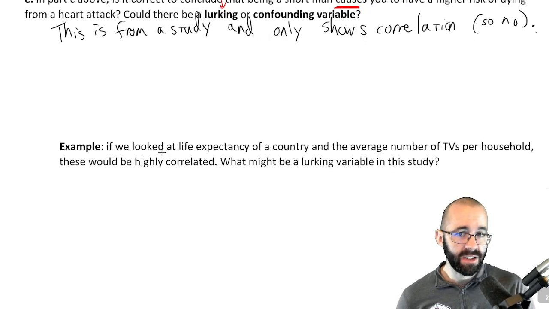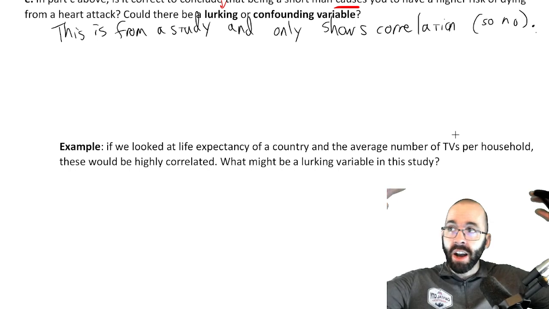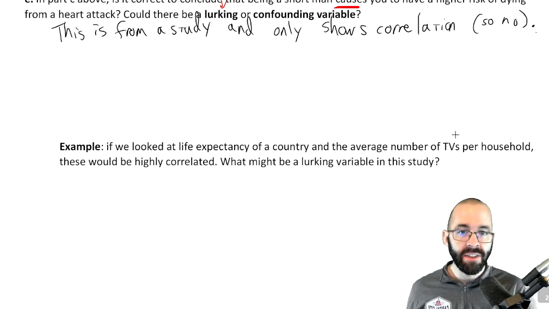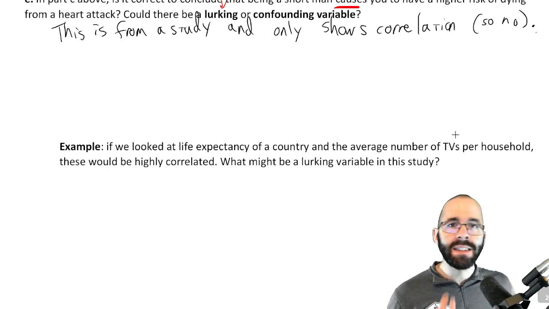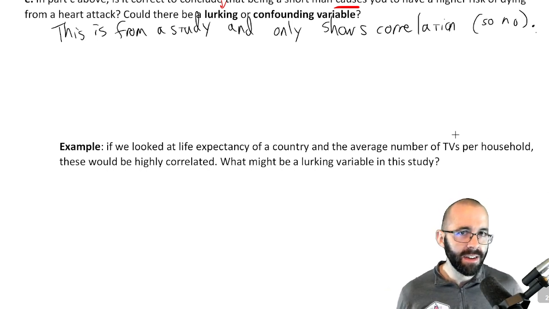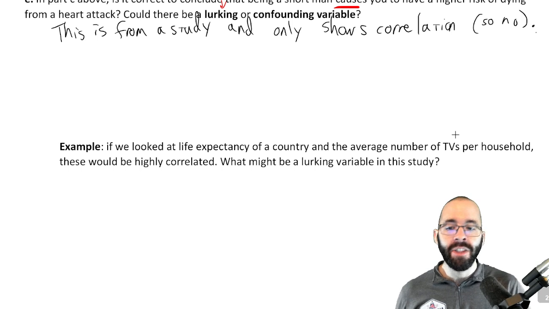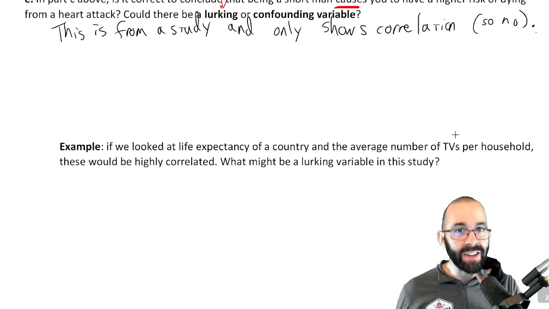We're in Unit 9, we actually do this, but if we looked at life expectancy in a country and the average number of TVs per household in that country, these are highly correlated. If your country has a high life expectancy, it tends to have more TVs. Country has a low life expectancy, it tends to have a low number of TVs. This doesn't mean that buying TVs is going to make you live longer. It's just there's a correlation. There's a lurking variable here, right? There's something that's also correlated with these two things, right? The wealth of the country, namely, right?